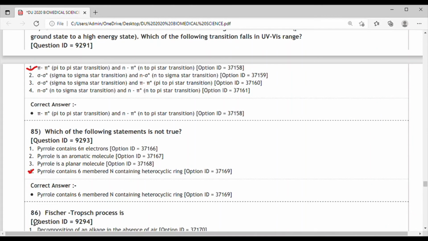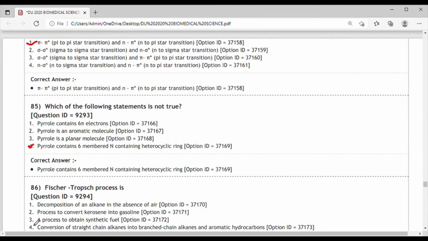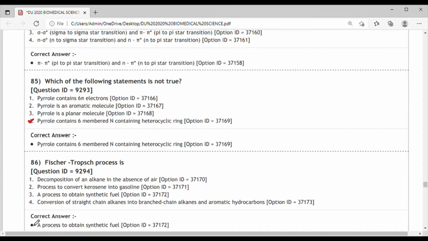Next question, question 86. The Fischer-Tropsch process is a process to obtain synthetic fuel. Option 3 is the correct answer.